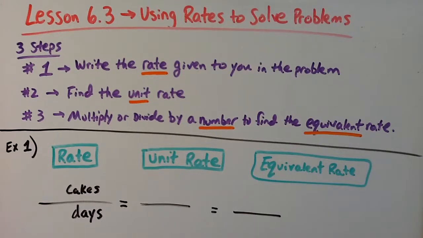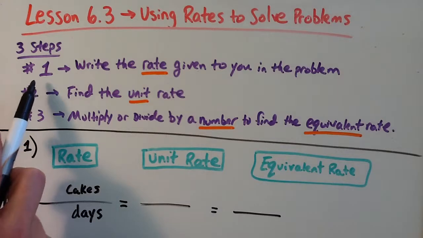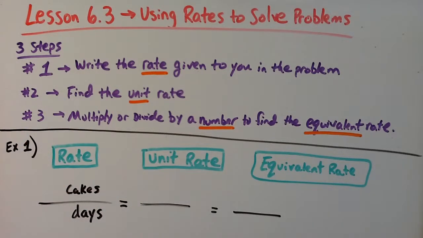Lesson 6.3, using rates to solve problems. To use a rate to solve a problem, let's follow these 3 steps. Step 1, write the rate given to you in the problem. Number 2, find the unit rate. And then number 3, multiply or divide by a number to find the equivalent rate that you're looking for. We have 3 examples on your paper we're going to go through.